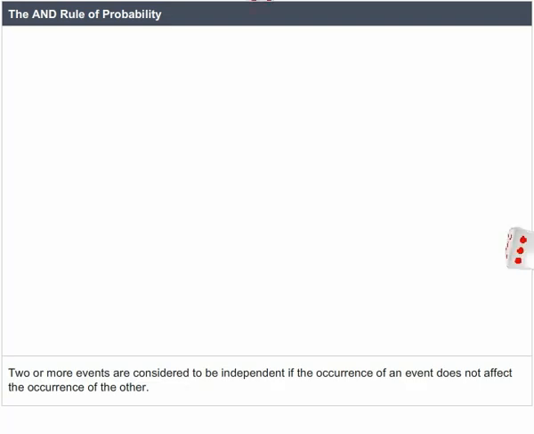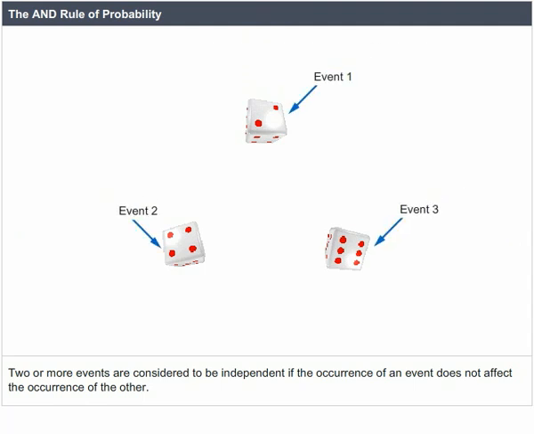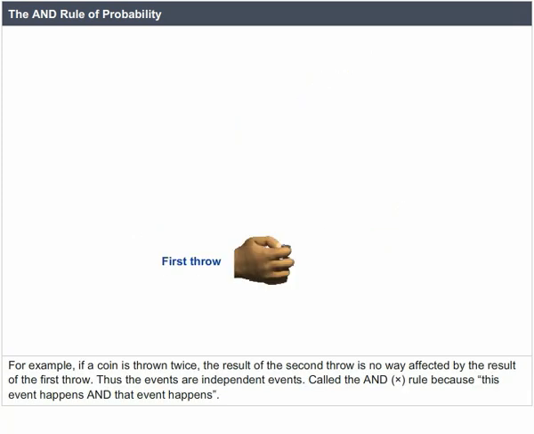The AND rule of probability. Two or more events are considered to be independent if the occurrence of an event does not affect the occurrence of the other. Event 1, event 2, event 3. For example, if a coin is thrown twice, the result of the second throw is in no way affected by the result of the first throw. Thus, the events are independent events, called the AND multiplication rule because this event happens and that event happens. First throw, event 1 equals head. Second throw, event 2 equals tail.